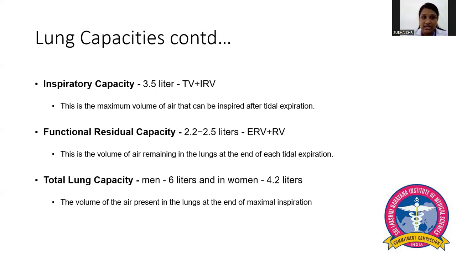The last lung capacity is very easy, which is the total lung capacity. So what is the total lung capacity? The amount of air that is present in the lungs at the end of maximum inspiration. So after maximum inspiration, the amount of air that remains in the lungs is called total lung capacity. The total lung capacity in males is 6 liters and in females is 4.2 liters. So these are the lung volumes and capacities. There are 4 lung volumes and 4 lung capacities.